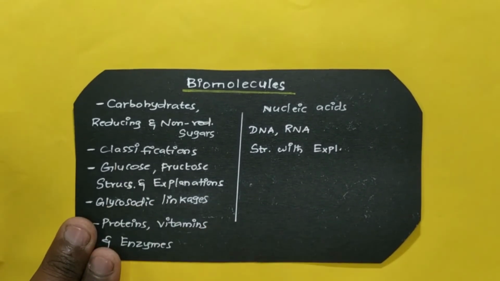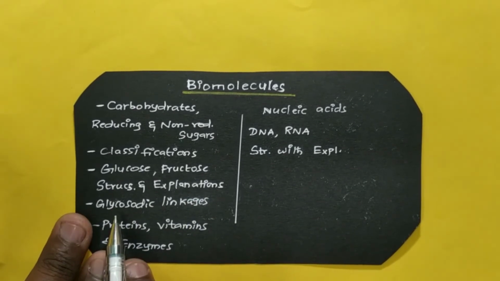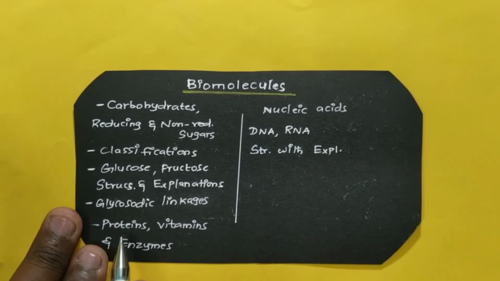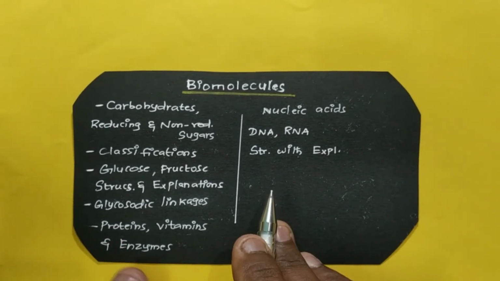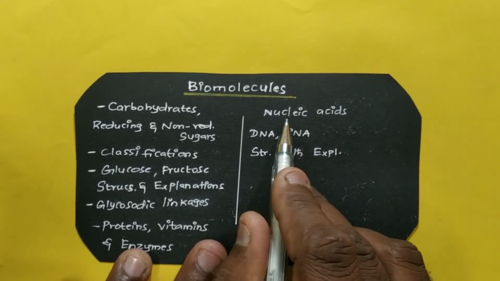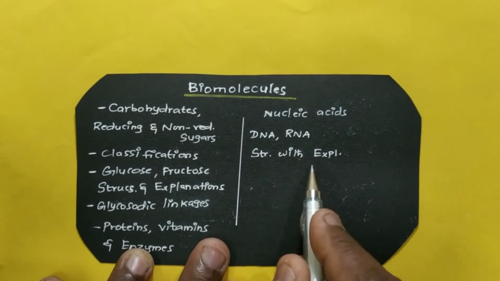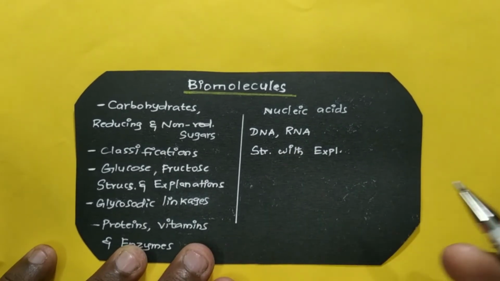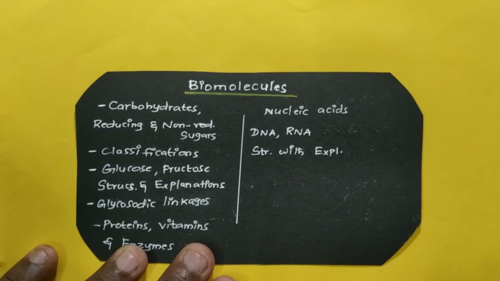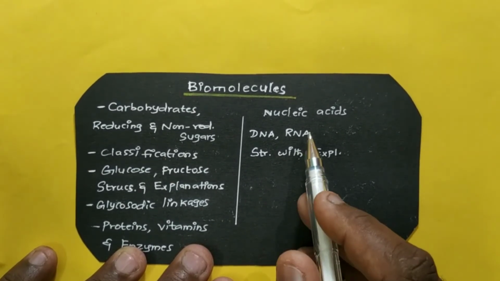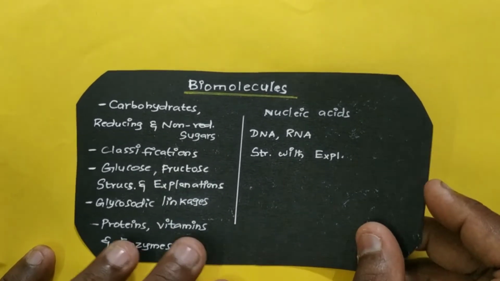Then classifications, they'll be asking glucose, fructose, then structure and explanations, then glycosidic linkages, proteins, vitamins, enzymes. These areas are the most prone area. And then here nucleic acids, like DNA, RNA, structure with explanation, the types of RNAs, DNAs, functions: what is the role of DNA, what is the function of RNA, what are all the types of RNA. So you will be getting a lot of questions from biomolecules also.